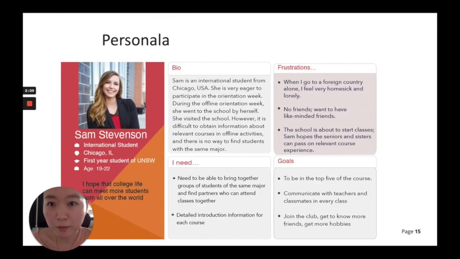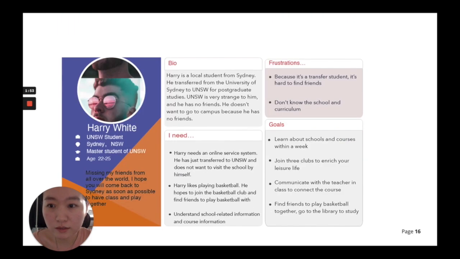So this is my persona. The first one is Sam, who comes from Chicago, and she wants to know the information about the club. And the next one is Harry. He's a local student from Sydney, but he is transferred from the University of Sydney, so he wants to know some information about the UNSW and the course.